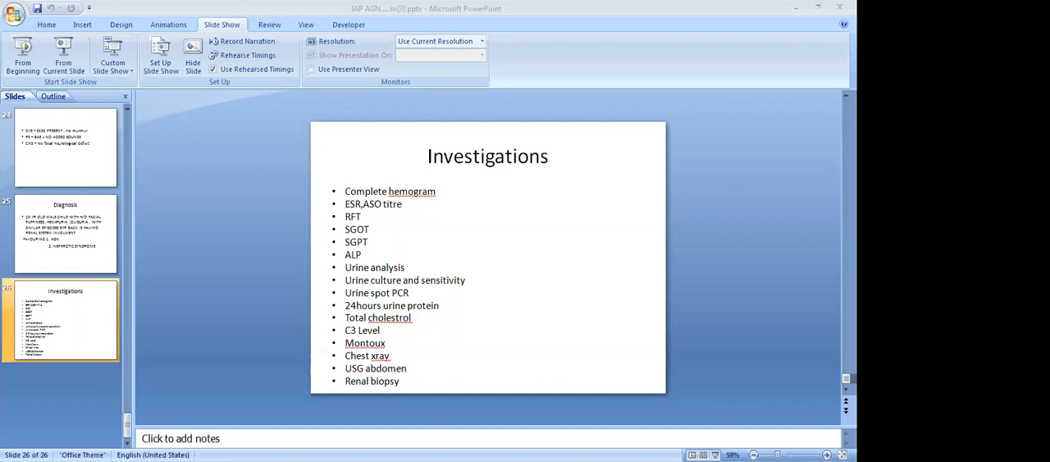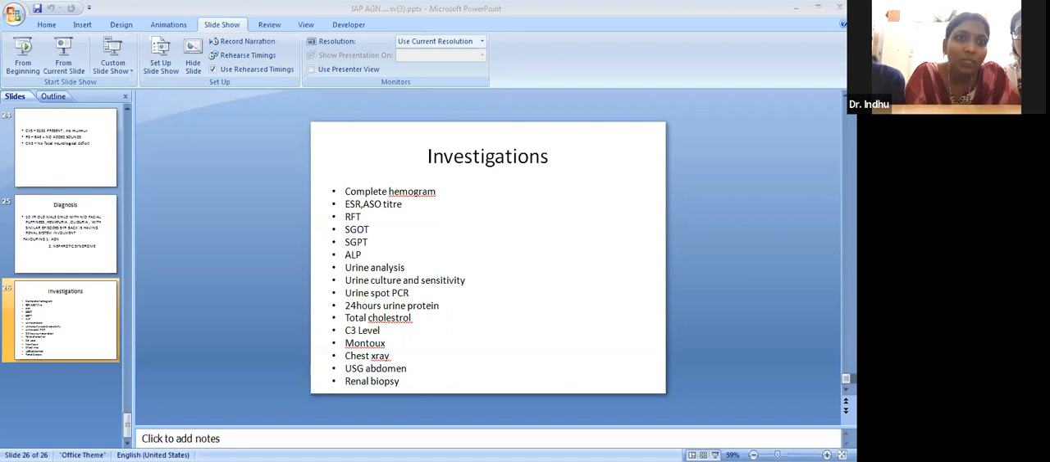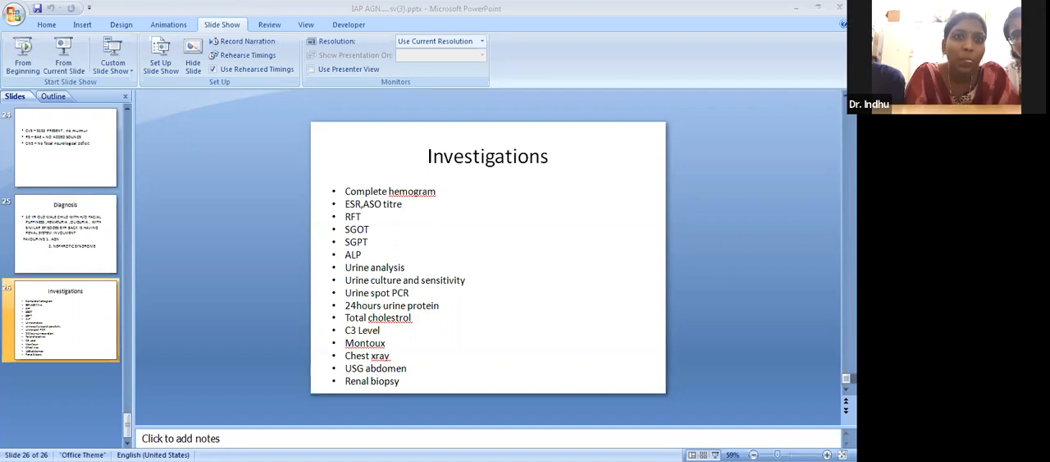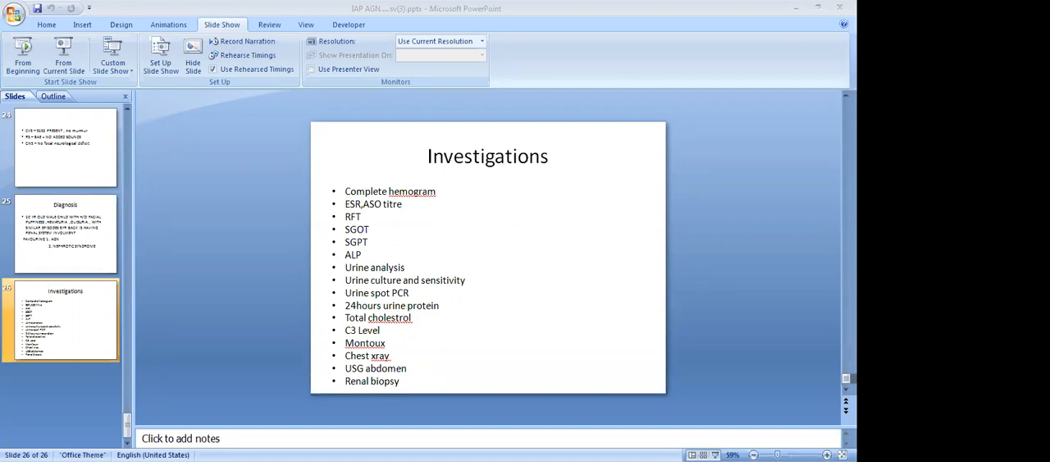Okay, if the C3 comes normal, what will you think? IgA nephropathy. IgA nephropathy. Very good. What else? Okay, Henoch-Schonlein purpura. Okay, so can HSP recur?